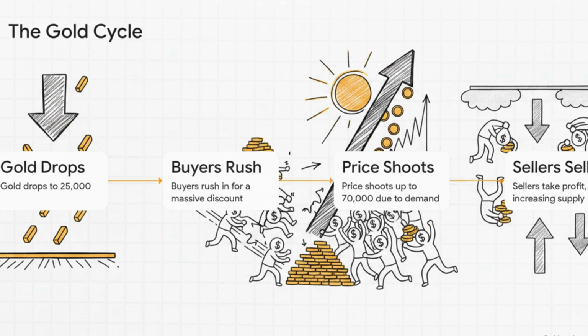Step 1. Gold drops to a low of $25,000. Step 2. Buyers see this massive discount, greed kicks in, and they rush to buy. That sheer volume of demand creates a rock-solid floor. Step 3. That aggressive rush shoots the price all the way up to $70,000. But then, look at Step 4. The folks who bought at $25K look at their massive open profits and they decide to cash out while they're ahead. They instantly become sellers, flood the market with supply, and boom, they've just built a ceiling of resistance.